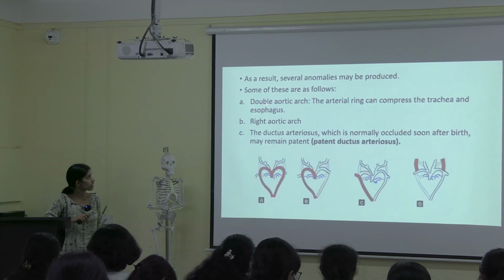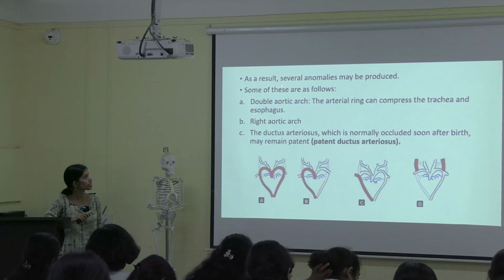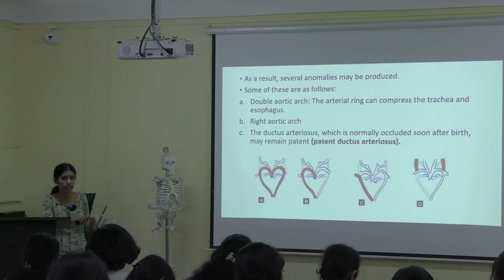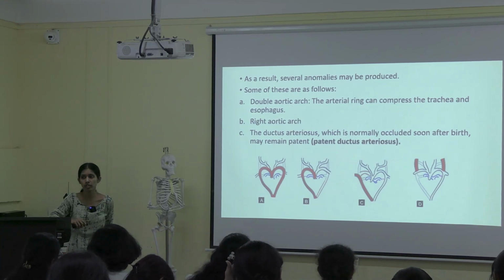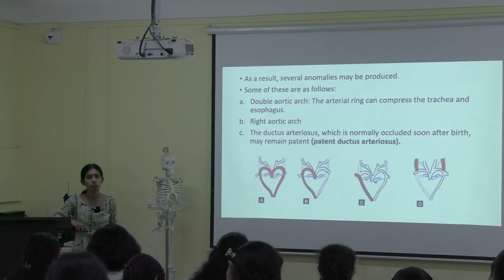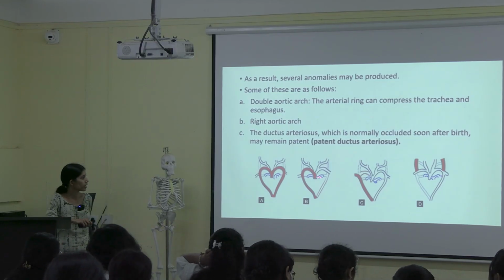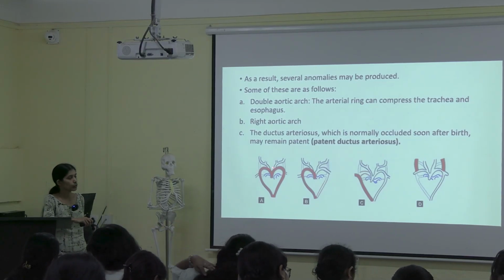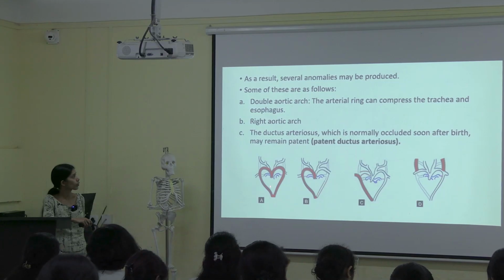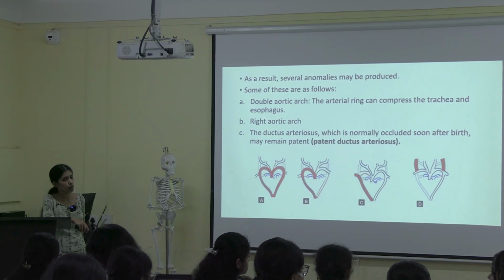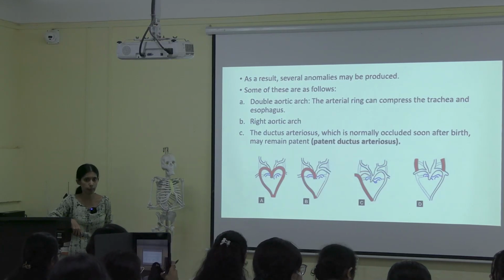Okay? As a result of this condition, several anomalies may be produced. Some of these are as follows: double aortic arch. While seeing the development or the derivatives, we have seen only the development of the aortic arch on the left side, and that too only one aortic arch, but here you can see the development of two aortic arches. Okay, next one is right aortic arch. So what is right aortic arch?